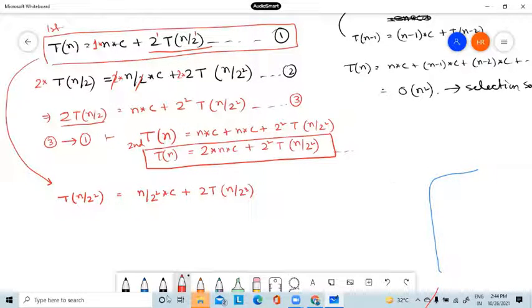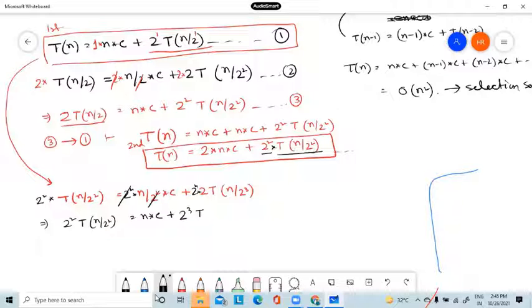Correct? Now how many t(n/2²) do I require? I require 2² into it, which is 4. So I will multiply both sides by 2². Then what I will get? 2²t(n/2²) = n·c + 2³t(n/2³). So this is the fourth equation.